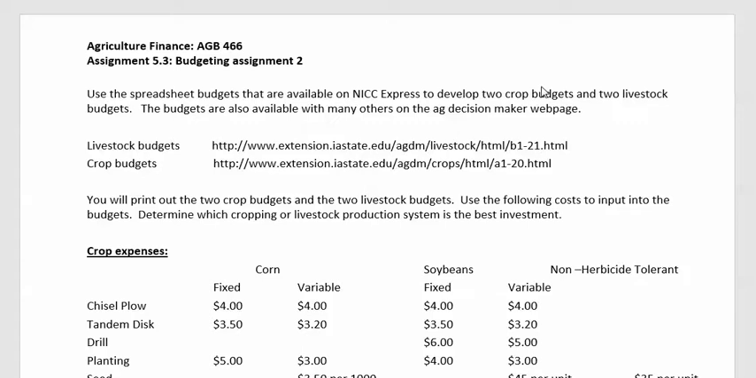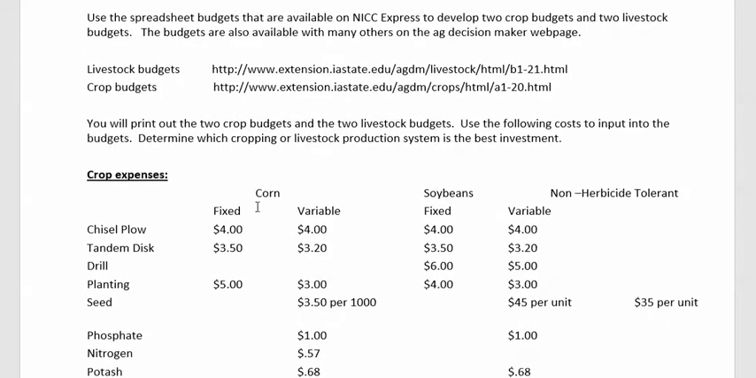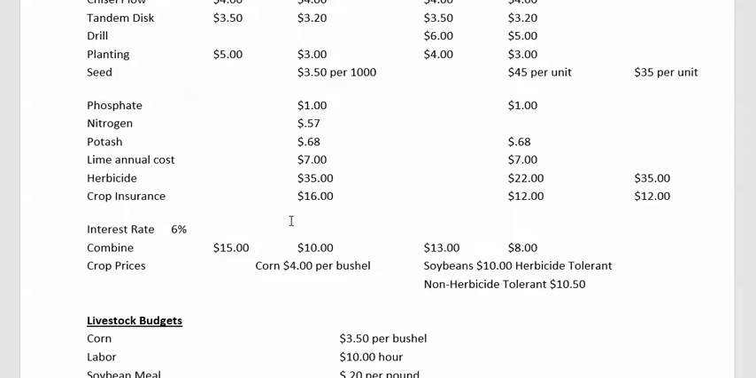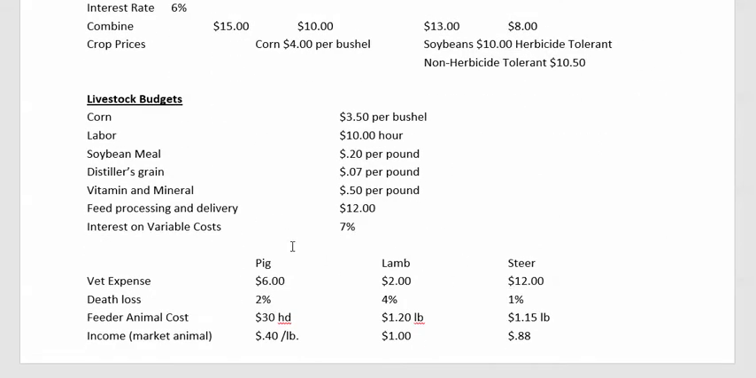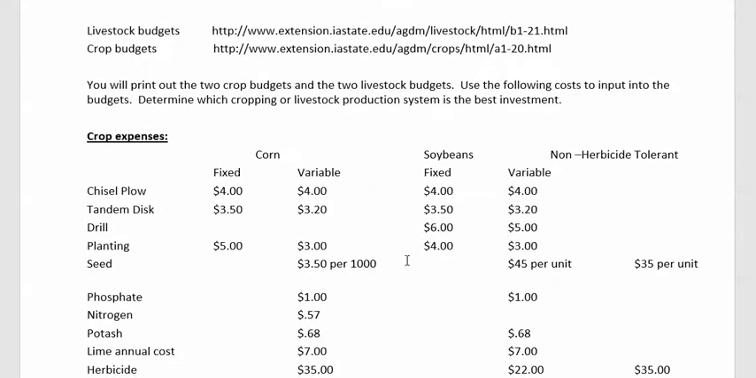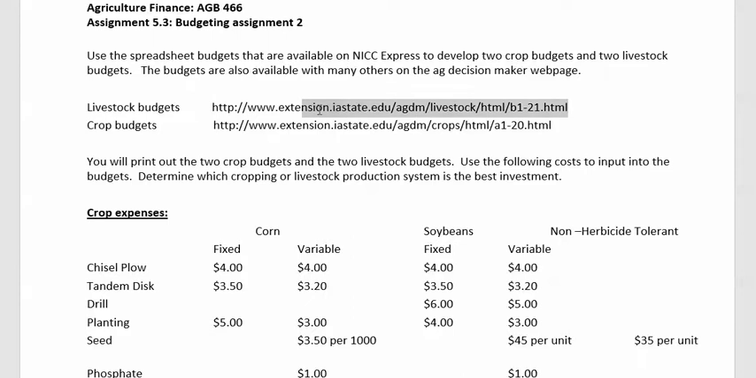And so what I've done here on this worksheet, actually it isn't a worksheet, it's just an information sheet. What you're going to do is put this information into budgets that are provided from the Ag Decision Maker website from Iowa State University, and I give the location of that website right here. Another thing you can do is just simply go to Google and search Ag Decision Maker, and I'll show you that right now.